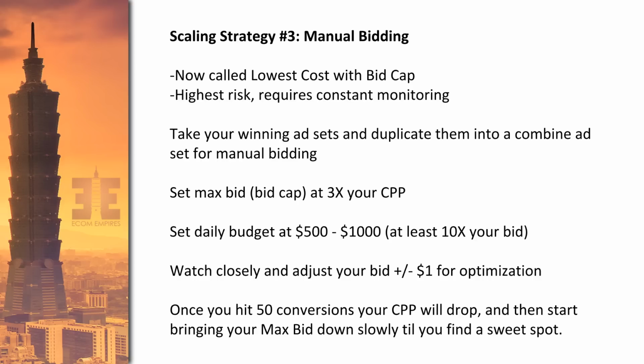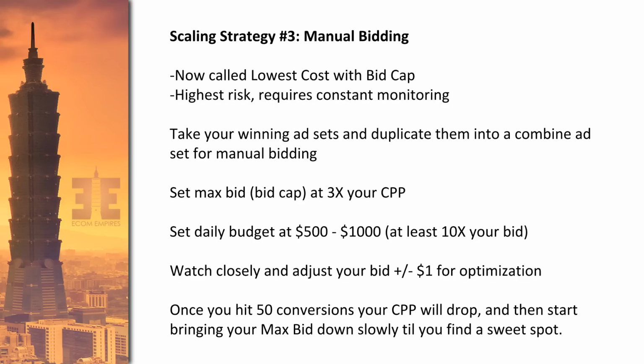So what you can do here is take your winning ad sets from any campaign, right? So say you have a few ad sets that are doing well in your testing phase and you want to scale hard and quickly. You could take all of those ad sets, combine them into one ad set, all right? One big ad set together, because you know they're all winning ad sets, okay? So you combine them all into one ad set together, and then you set a bid cap at 3 times whatever your cost per purchase was.